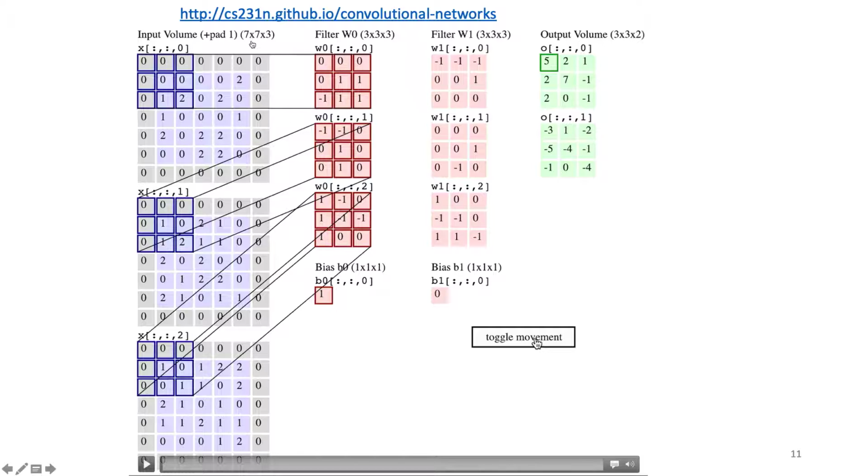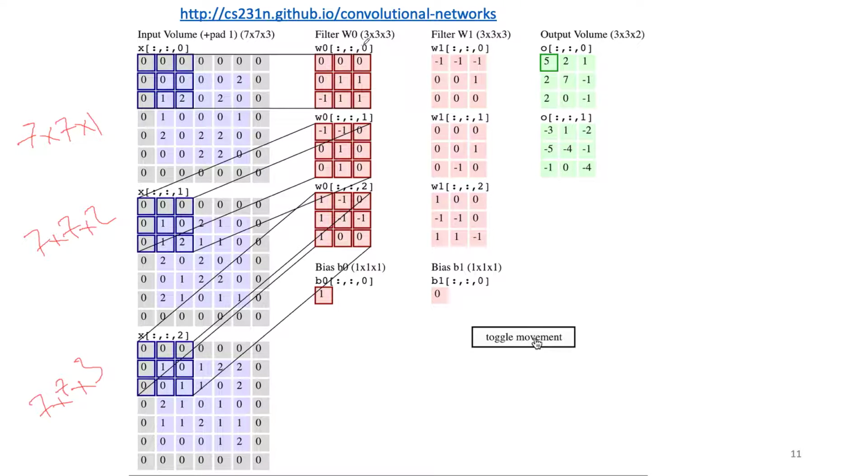So your input was 7x7x3. This represents the 7x7 and three instances. So it would be your first 7x7, second 7x7 layer, and third channel. And we had a filter, 3x3x3, so the width and height were 3x3, but since the third dimension was 3, we have 3 of those.